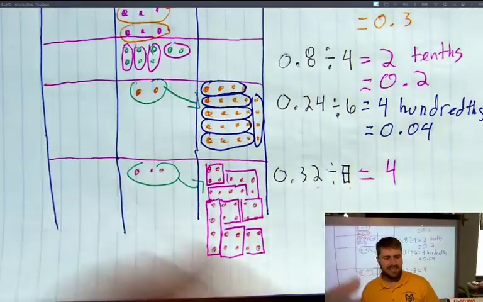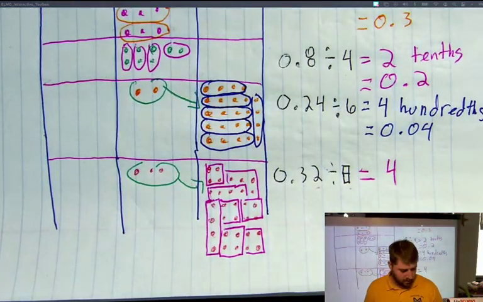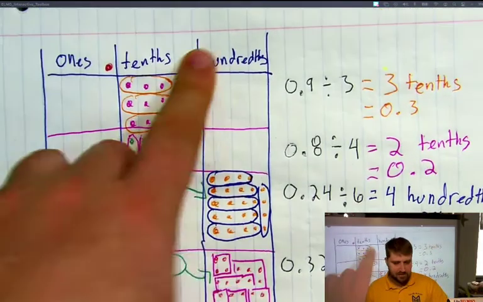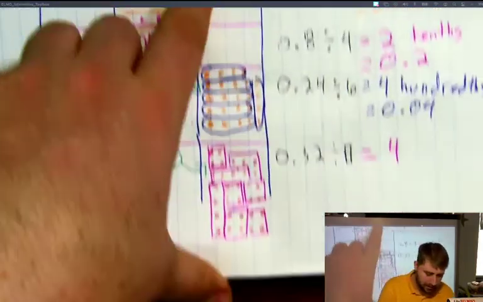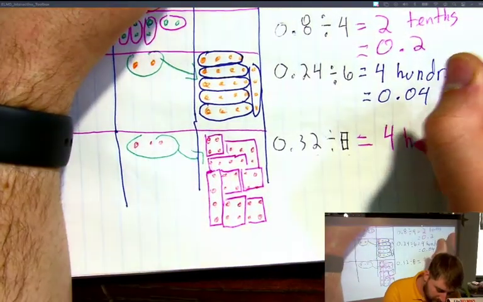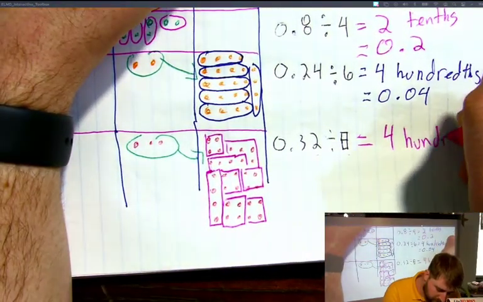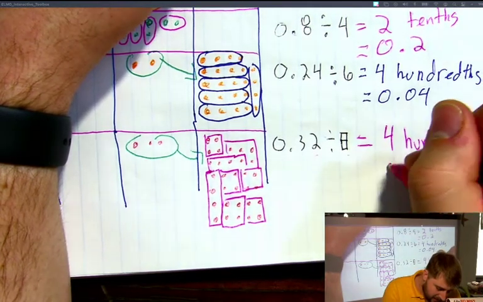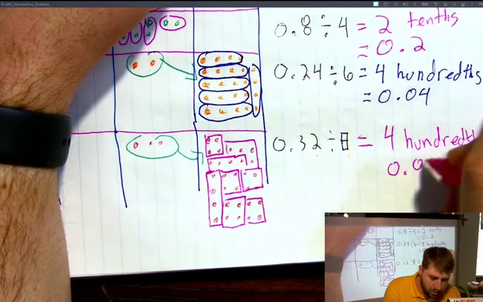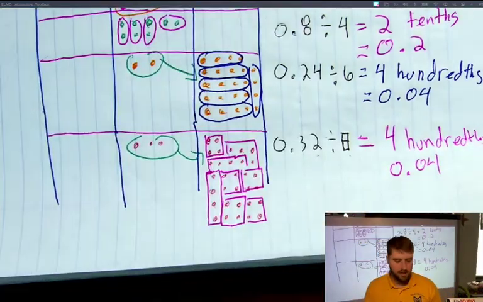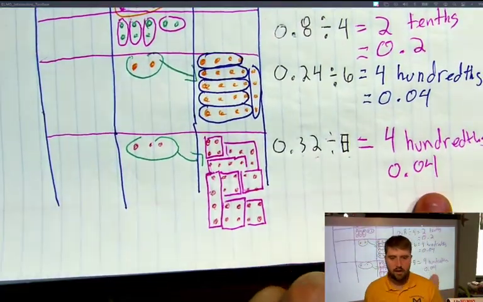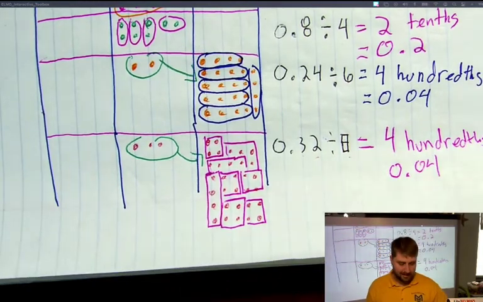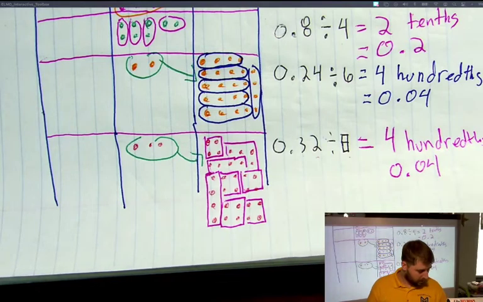Now, what place value are these in? Well, all my groups, my 8 groups, are in, as you can see up at the top of your notes, the hundredths column. So our answer is 4 hundredths, and we write that as 0.04. Of course, we read that as 4 hundredths, because our 4 is in the hundredths place, but in order for us to all write down the same thing, we say 0.04. Awesome.